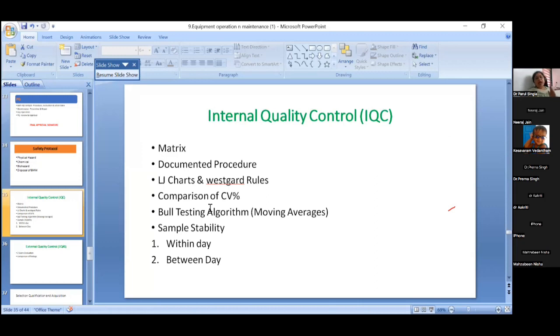Then for the IQC you are using on this equipment, it should have a facility of LJ charts and selection of best rules. The equipment should be able to record your results for a longer time, give you a comparison of your coefficient of variations, and be able to give you the moving averages. So when you are buying an equipment, just be careful about this. You can ask that the equipment should have a facility of giving us the LJ charts, moving averages, and whatever else is required for IQC.